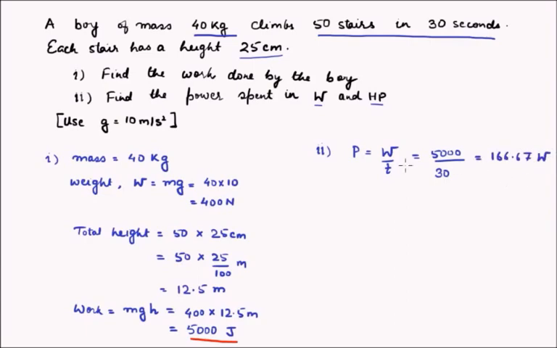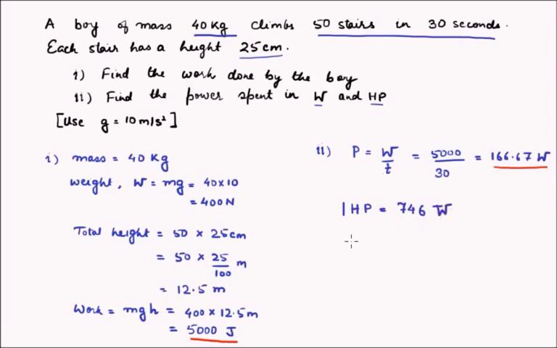Now this is the power spent by the boy. We have got the power spent by the boy in watt, but the question also demands us to find the power spent in terms of horsepower. Now we know from our discussion that 1 horsepower is approximately 746 watt.